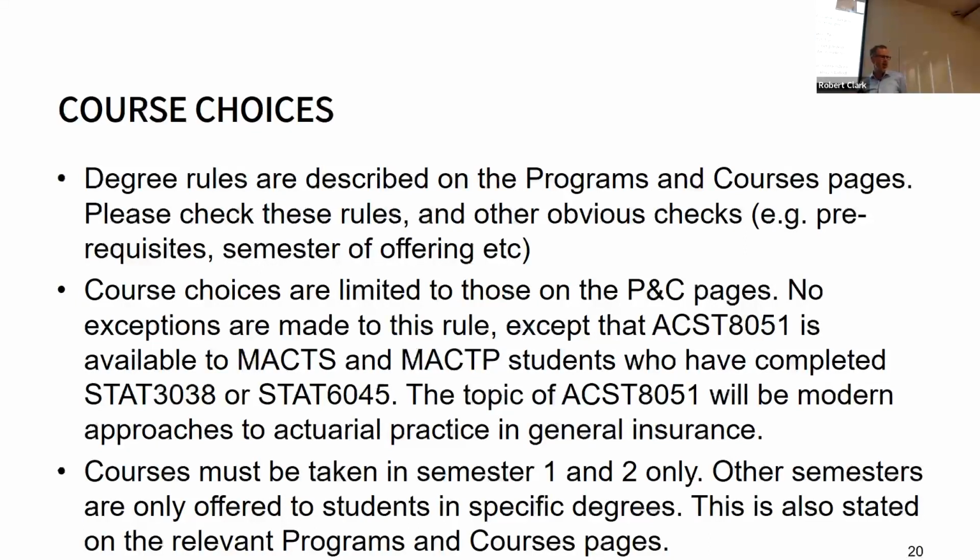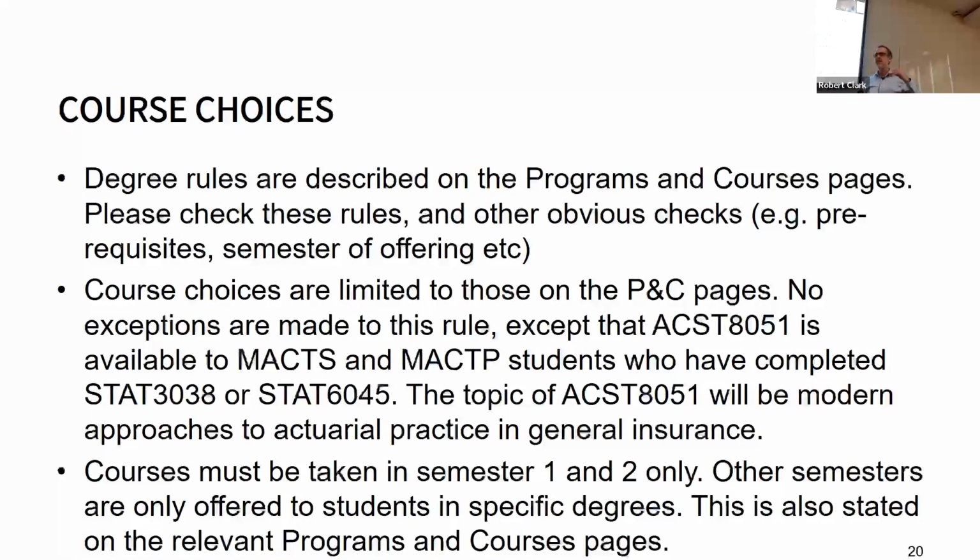Course choices. So I've talked about the programs and courses pages. I do have links for those later on. So the degree rules are there. They're not the most exciting page necessarily, but it really is worth having a look at it. That's really the official source of information for what you need to do to finish your degree. Whenever I get a question about whether this course plan will work or something else, the first thing I do is go to the programs and courses page myself. So this is a page that you really should look at.